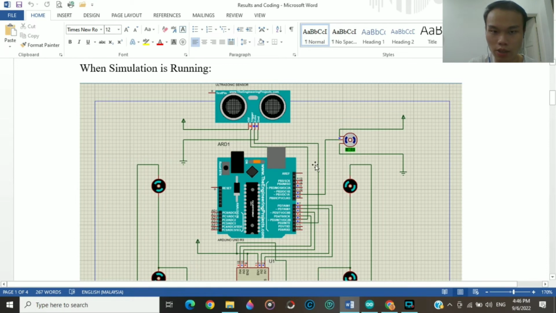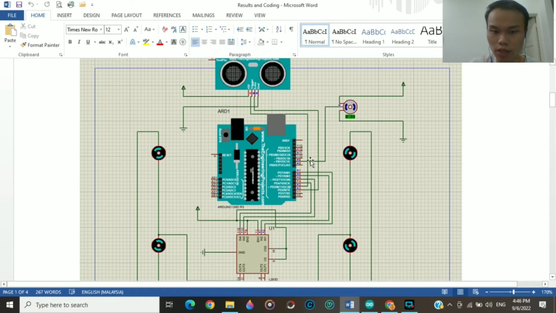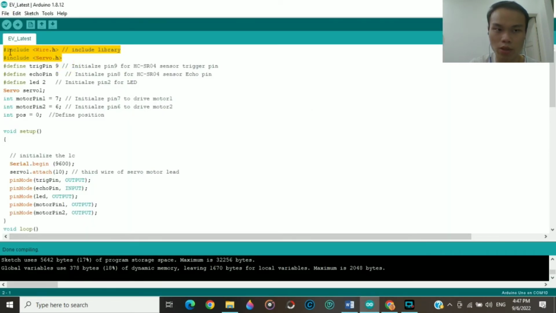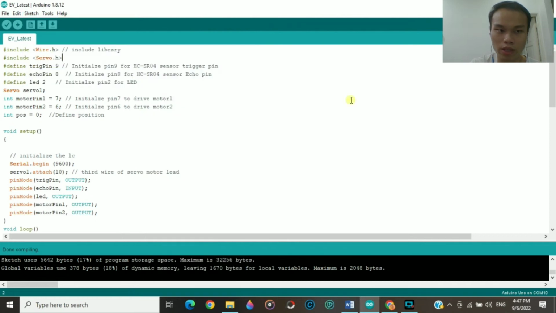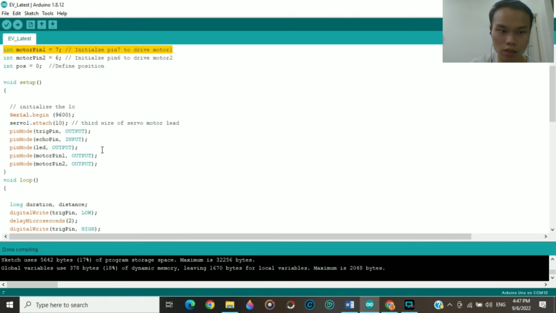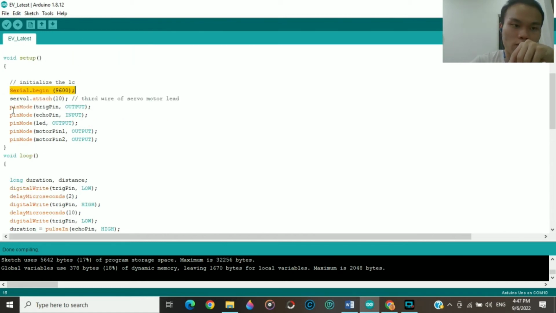As you can see, we're using an ultrasonic sensor, integrated circuits, and the hydrogen node. We're going to include our libraries first, which are the servo motor and wire libraries; we can include them over here in manage library. I'm going to define my trigger pin 9, echo pin 8, which is for the ultrasonic sensor, LED pin 2, motor pin 1 is 7, motor pin 2 is 6. So I'm going to serial begin at a baud rate of 9600, and we're going to attach the servo motor on pin 10, with the pin modes for the trigger set as output.